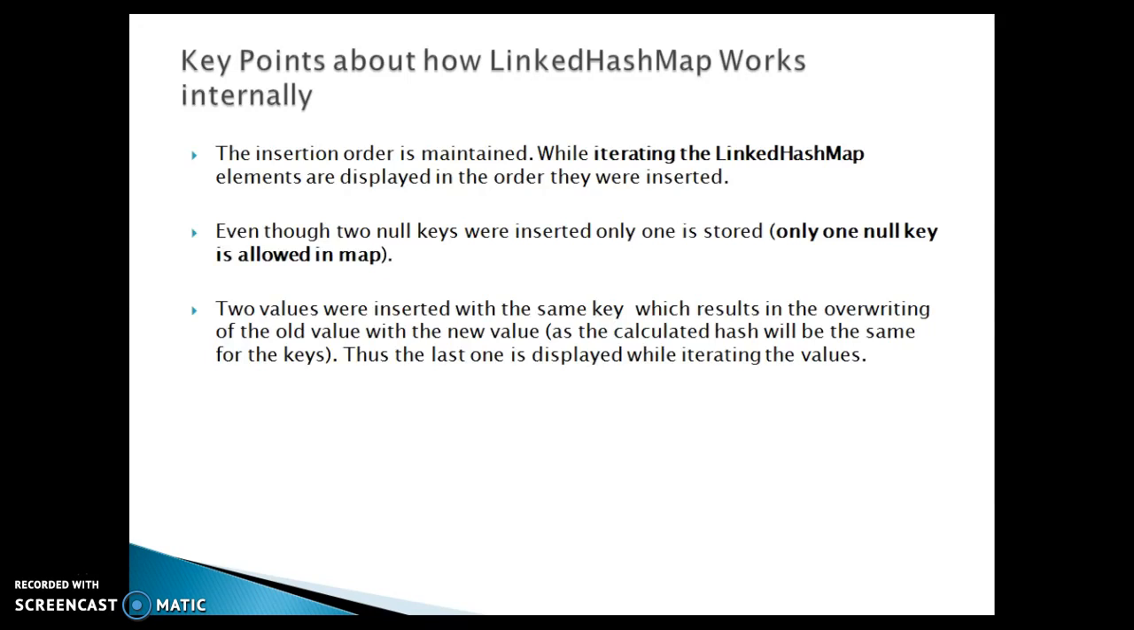Now next point, two values were inserted with the same key, which results in the overriding of the old value with the new value, right? As the calculated hash code will be the same for the keys, thus the last one is displayed while iterating the values. So if you try to insert two elements with the same key in a map, then the old value will be overridden by the last value. This similar functionality works in both hash map as well as linked hash map, right?